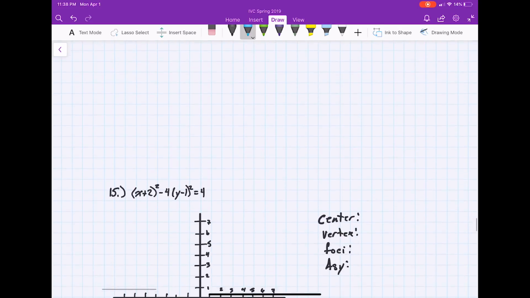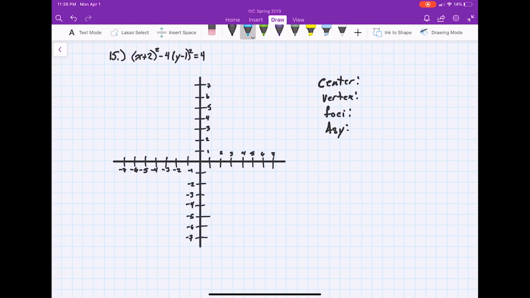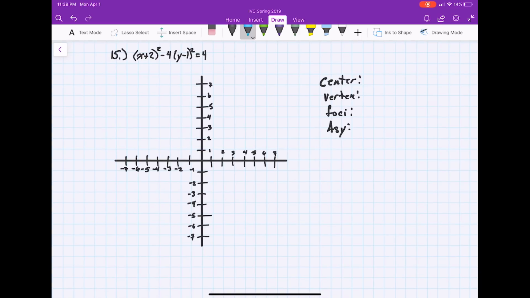Moving on to number 15. So now we're asked to graph this equation. To graph this equation, we actually need to find these four items. We need to find the center, the vertex, the foci, and our asymptotes. So we'll just take this whole thing and divide it by 4 so we can get this into our standard form. So we have (x plus 2) quantity squared over 4, minus (y minus 1) quantity squared over 1, because the 4's will cancel. And then, of course, this will equal 1. So, boom, there you go. We've got our standard form equation.